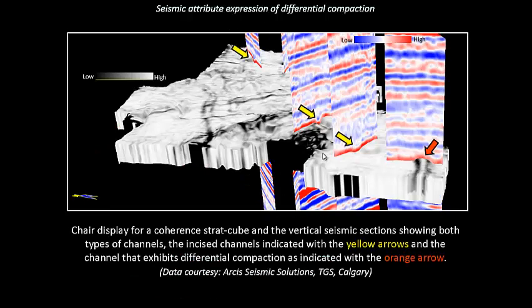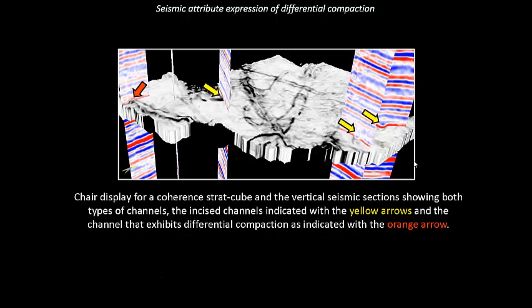So in one data set, we notice we have incised channels, as I show you here, this one, and similarly here. They are signatures of incised channels. But look at this. This is a signature of differential compaction, or a differentially compacted channel. And this is just turning the same strat cube to one side. Notice the differentially compacted channel looks like this. But these channels that you see here, they are incised channels and they look different.